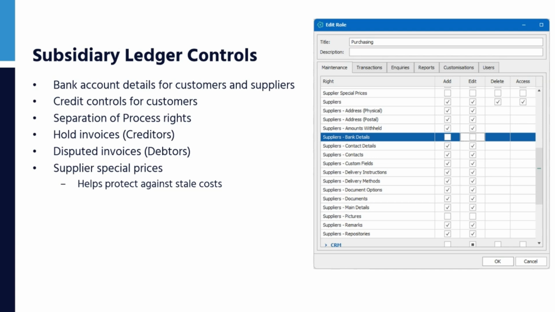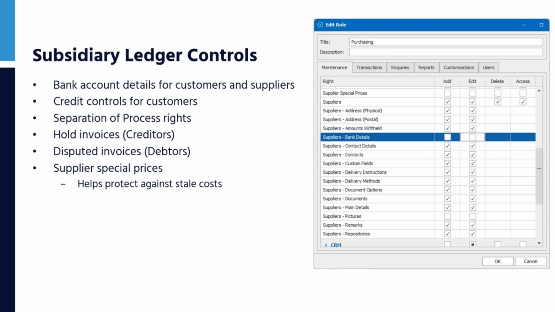And another big thing that comes into both your inventory and supplier ledgers is supplier special prices. One thing we encounter quite often with customers is they can come a cropper to stale costs within the system. So when you do a new purchase order, the system will use its best efforts to suggest what price or what cost the purchase should occur at, but it only knows what it knows.